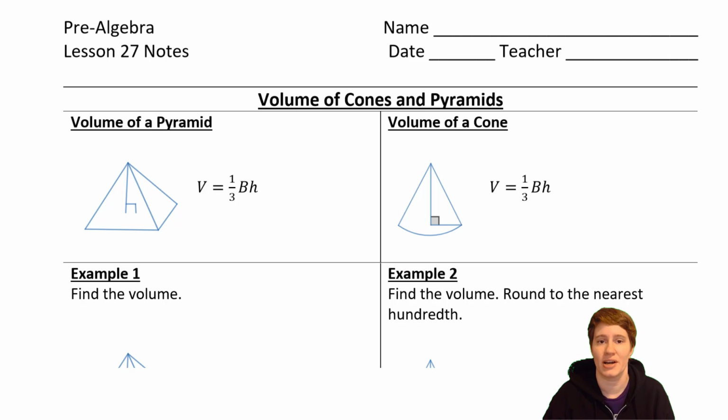This is for pre-algebra using the Math UC curriculum. We're on lesson 27 out of 30, which means we're almost all the way through the book. So that seems exciting, I think. This lesson talks about volume of cones and pyramids.